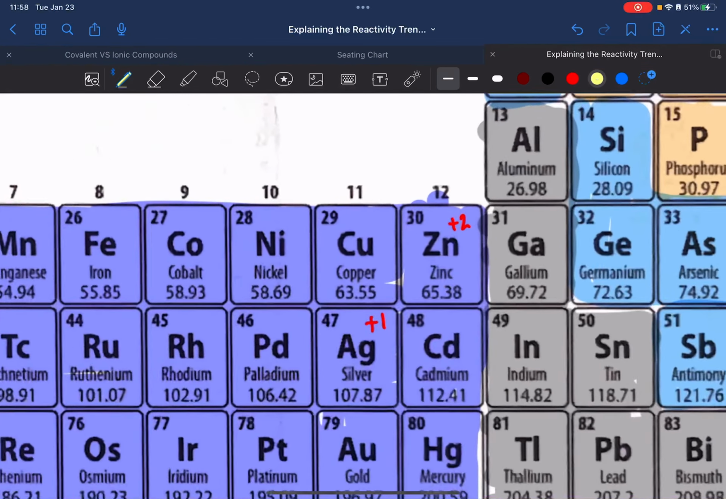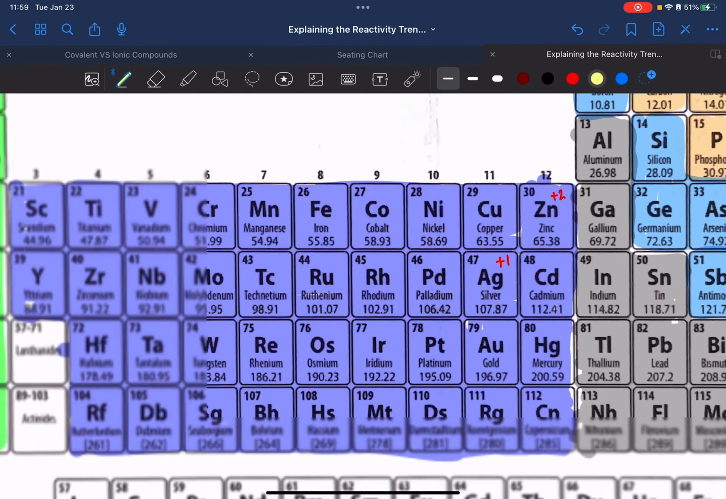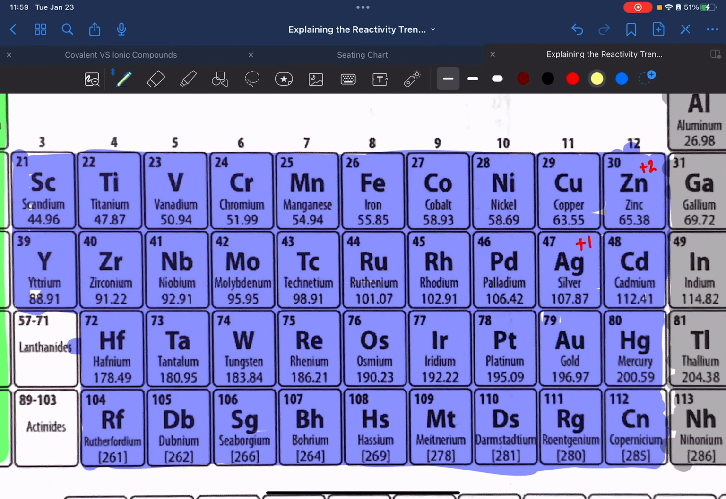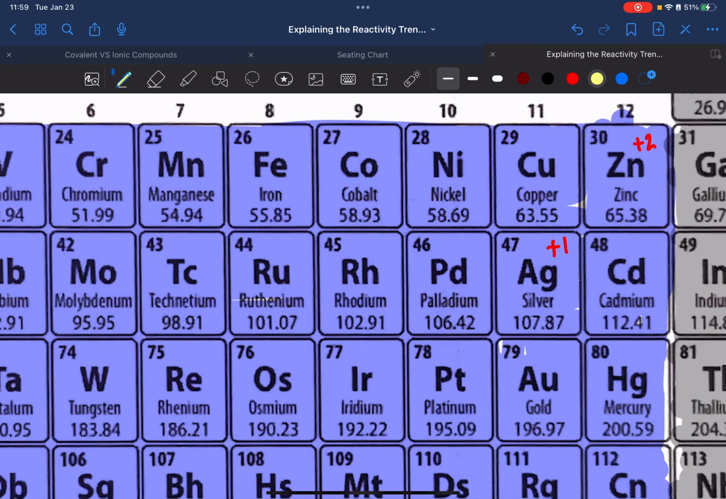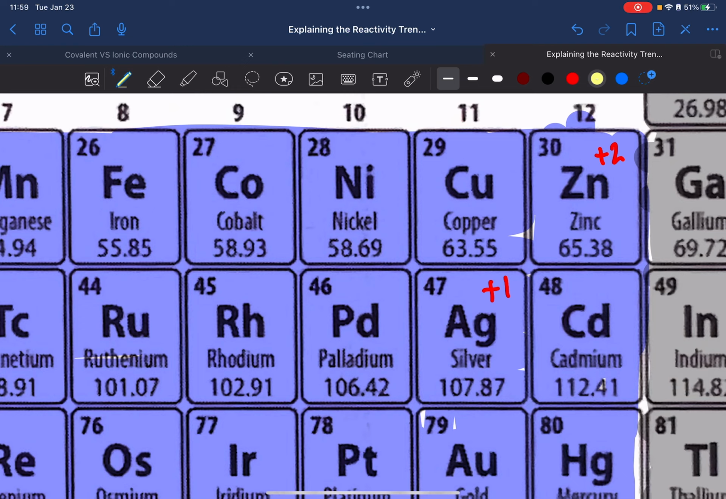And we're going to label these 2 transition metals as silver having a +1 charge and zinc having a +2 charge. The rest of the transition metals we will work with, but they're a little bit more complicated. I'll explain more in a minute. But for now, know that silver always has a +1 charge and zinc always has a +2 charge.